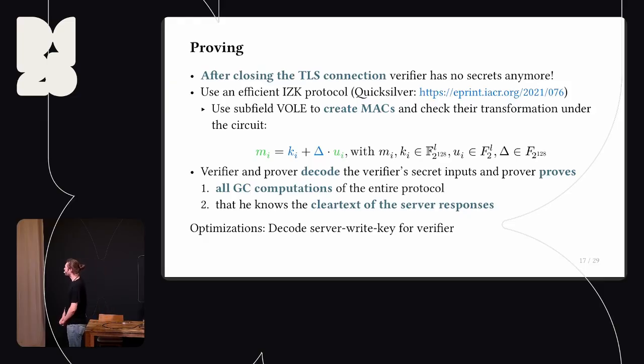And you do that for all garbled circuit computations in the online phase. And we also prove the knowledge of the clear text for the server responses for the prover.